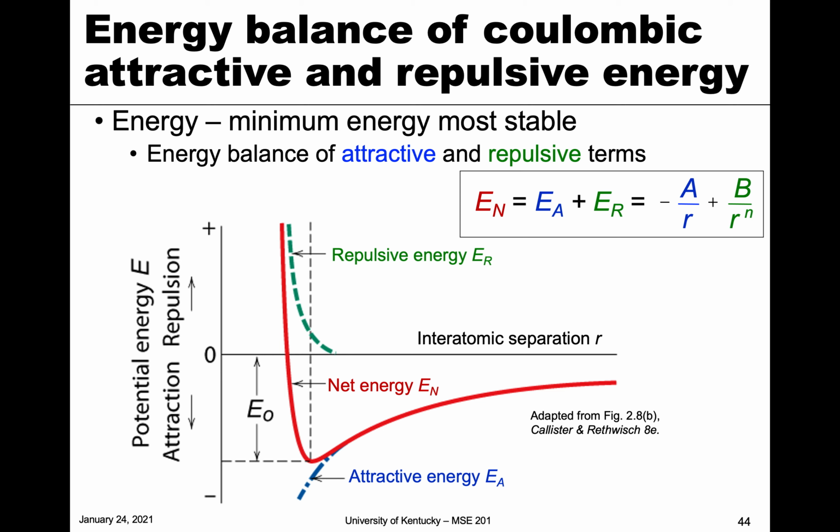If we go back to the bond energy diagram for an ionic structure, again we have the attractive force here, negative, and the repulsive force here, positive, and the net energy is the red curve. The energy well, the lowest point on the attractive force side, is the equilibrium bond spacing, the interatomic spacing. That's the R value between those positive and negative ions, and the energy will be the depth of that well, the E0 value here.